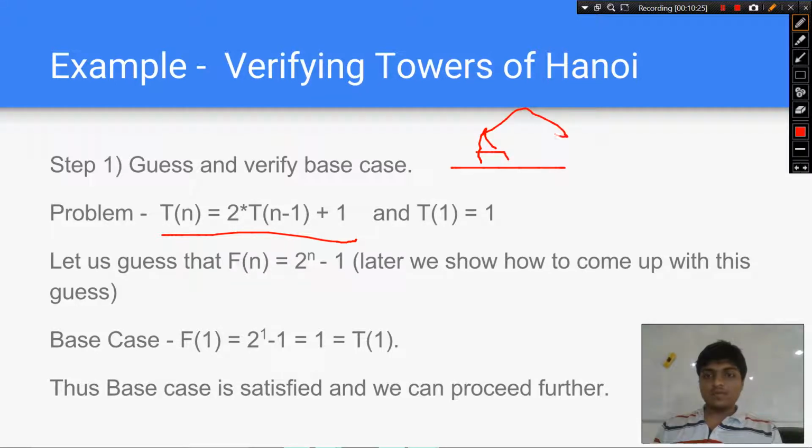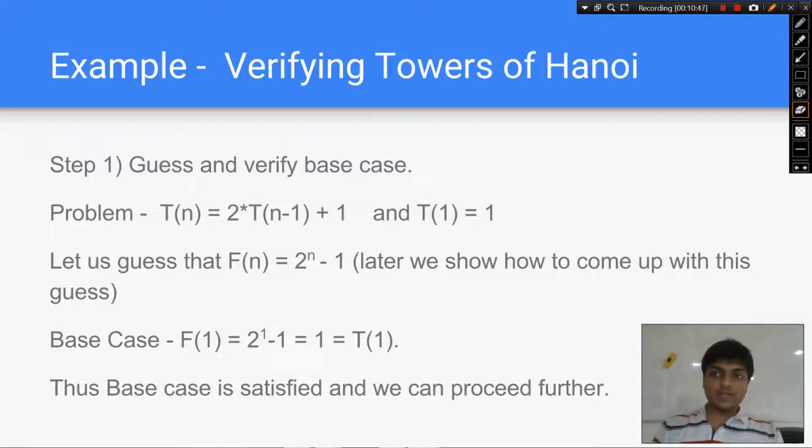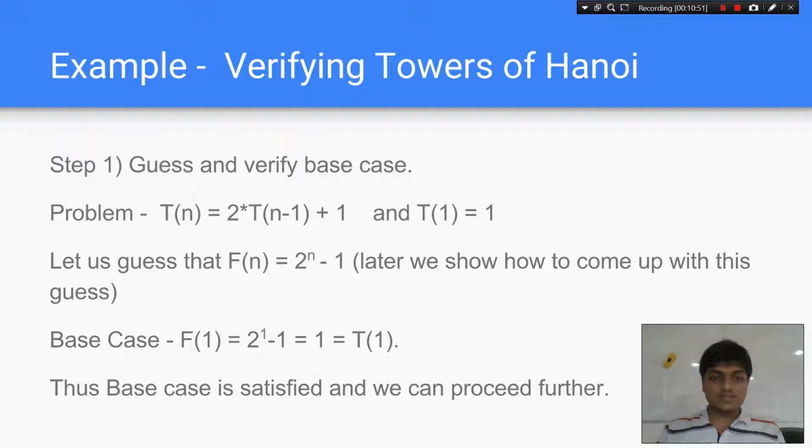So 2 times 1 time this, then this, then this again. So 2 times this plus 1. Okay. So suppose we guess arbitrarily that fn is given by 2 to the power n minus 1. Okay, and we'll show you how to come up with this guess later, but for now just assume that we somehow came up with this, and we want to show that this is the true solution to this equation, right?